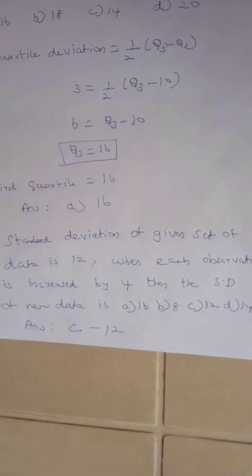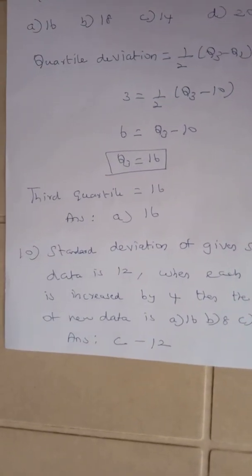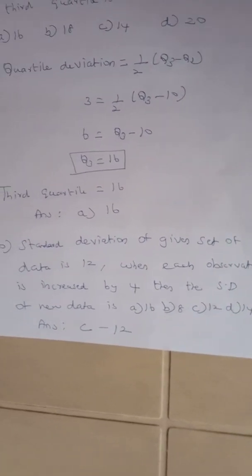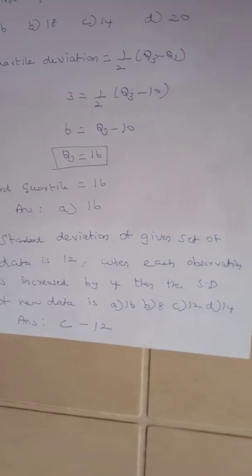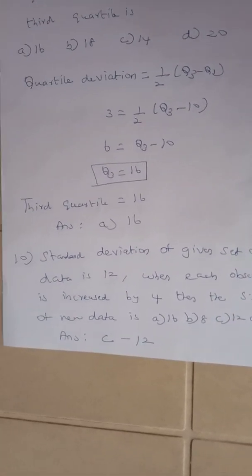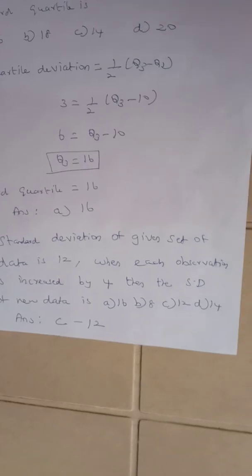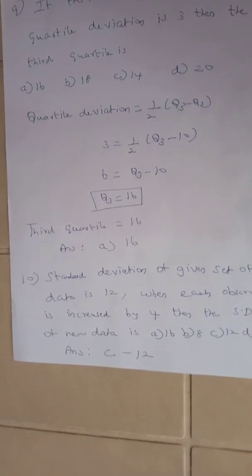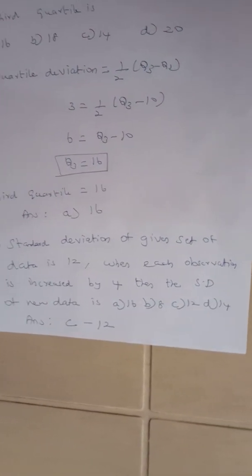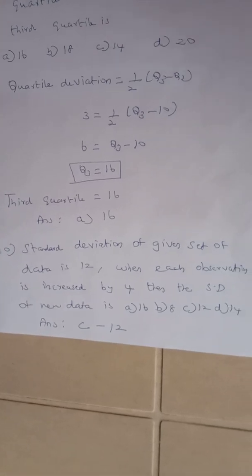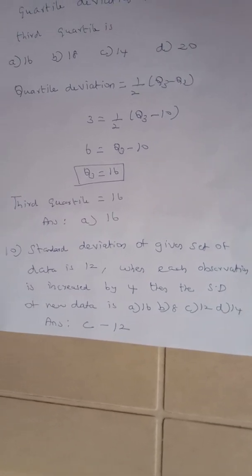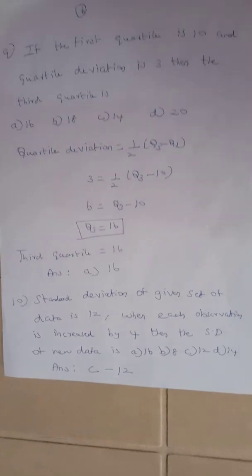So we know very well the standard deviation or SD. Whenever the given set of data is given, each observation is increased or decreased by a constant k, it never changes. So the standard deviation or SD never changes. So here the correct option is answer C 12. 12 is the correct answer.